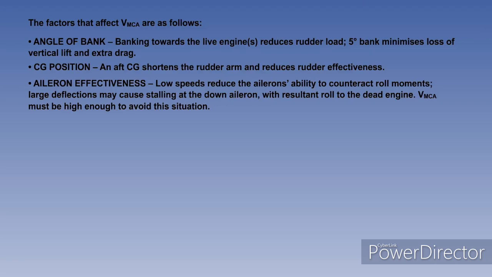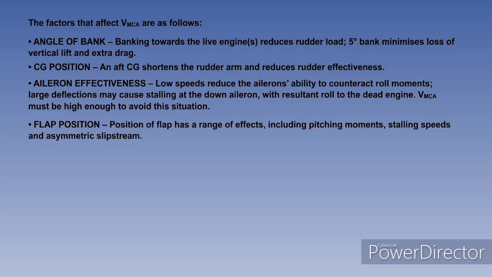If the down aileron deflection is large at low speed, it may be enough to cause a stall of that wing, giving an uncontrollable roll towards the dead engine. VMCA must be high enough to avoid this situation. Flap position affects the lift-drag ratio, nose-down pitching moment and stalling speed. With asymmetric thrust, flap reduces climb rate whilst increasing the margin above the stall, but does not directly affect VMCA.